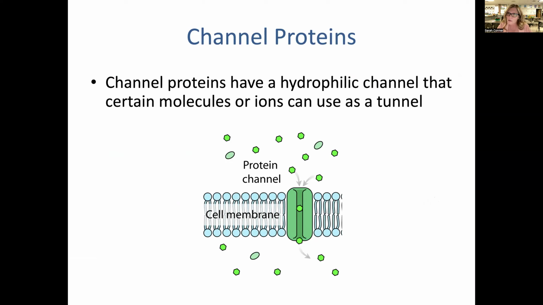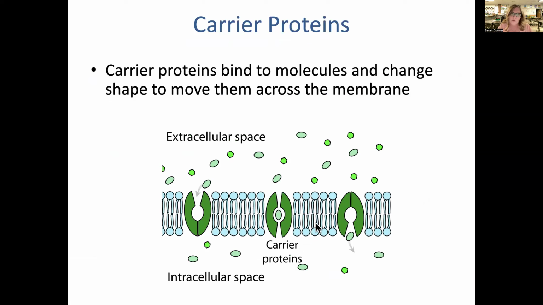It's not as specific as, say, the carrier protein, where they need to change shape to move things across the membrane. So one of these things would be maybe glucose. And they have carrier proteins binding to molecules themselves to make sure that they are the correct thing, and then they pull them through. But it is still higher concentration to lower concentration. And that means that there is still no energy needed for this process to take place.